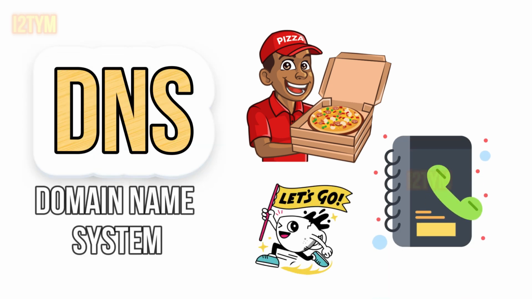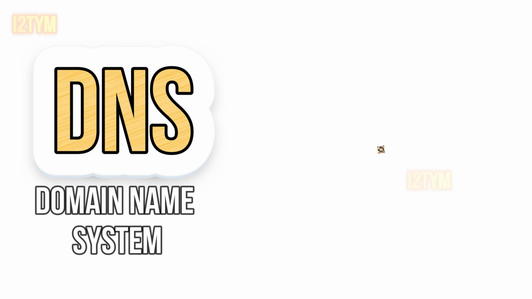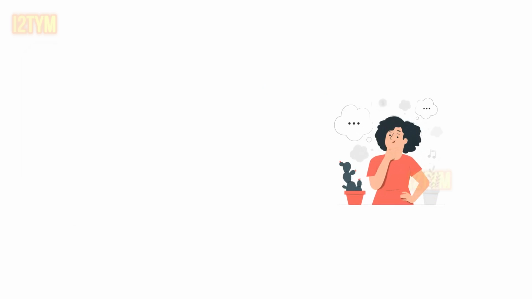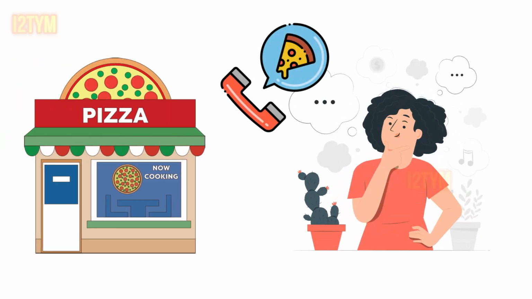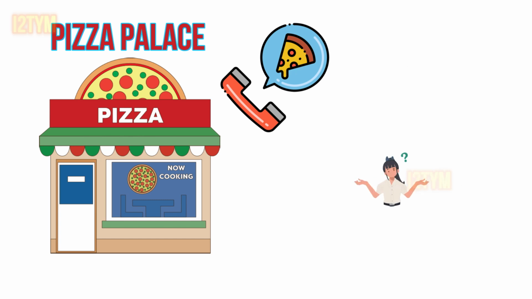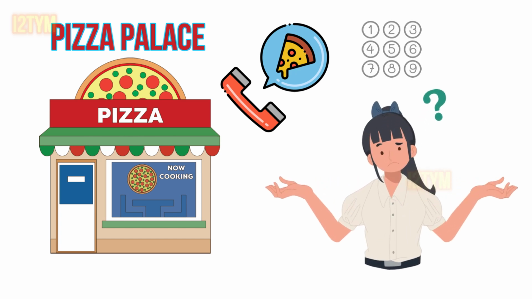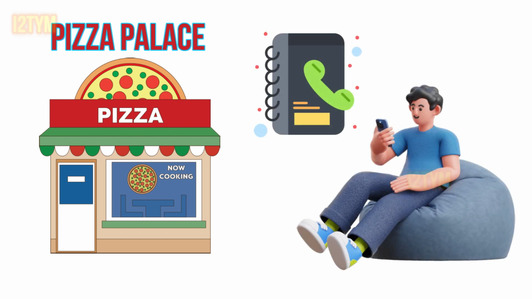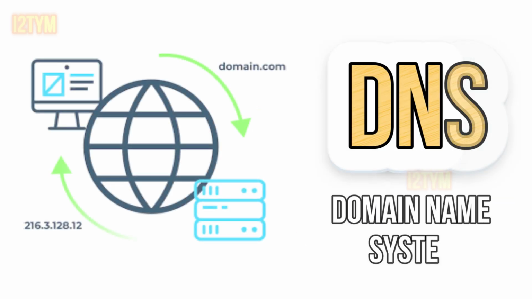DNS stands for Domain Name System. It's basically the internet's version of a phone book. Let me explain. Imagine you want to call your favorite pizza place, let's call it Pizza Palace. You remember the name, but you don't know the phone number. So, what do you do? You look it up in a phone book or on your phone. That's exactly what DNS does.